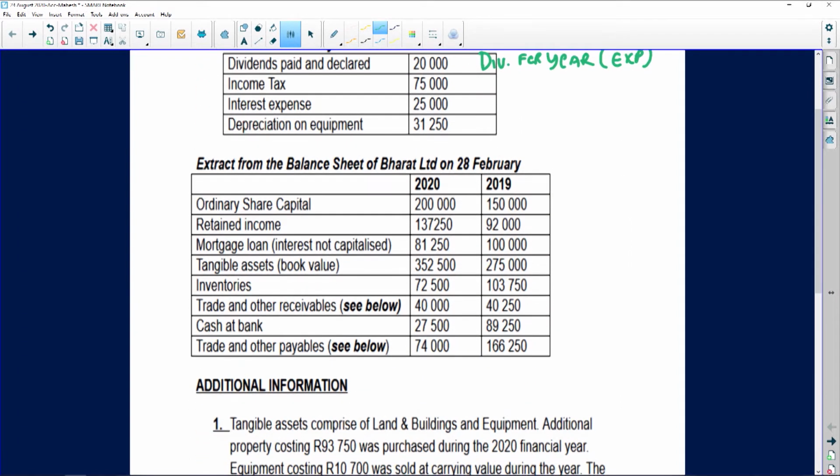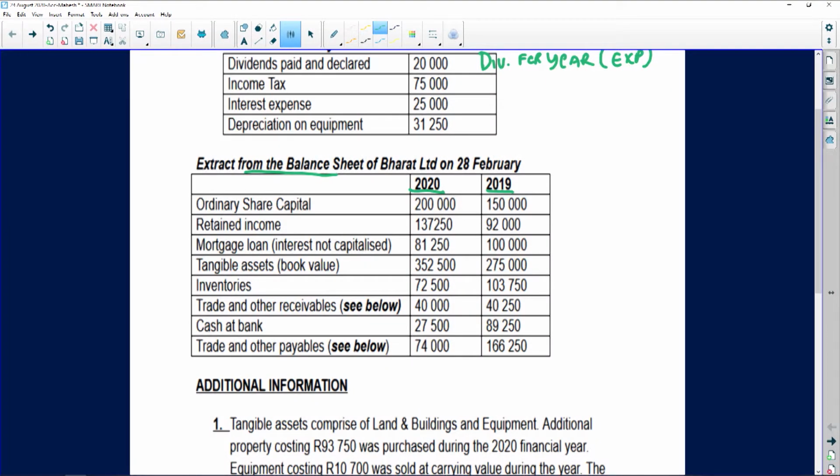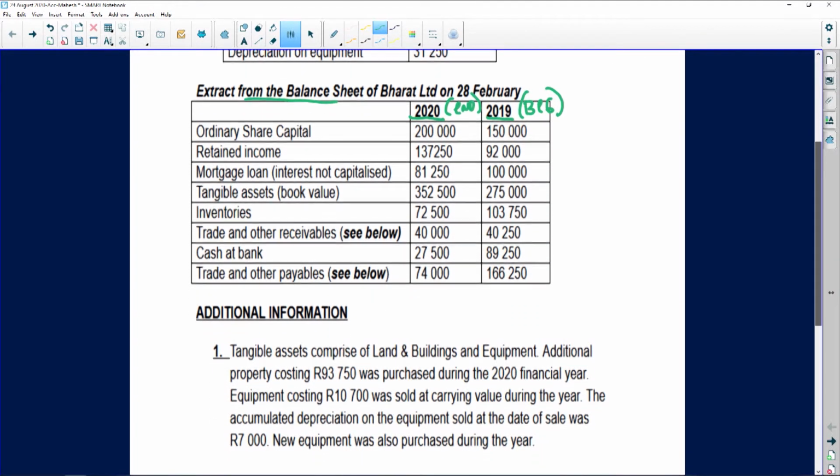Then I've got in front of me an extract from the balance sheet, and they're giving me 2020, which is the current financial year, as well as 2019, which is obviously the previous financial year. Now guys, please remember, very, very important, the previous financial year is obviously 2019, or rather the 1st of March 2019 is the beginning of the current year. 2020 is obviously the end of the current year. Right, so I've got an extract from my balance sheet, and then as expected, additional information.